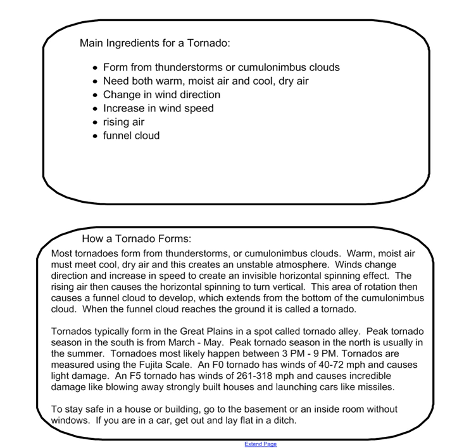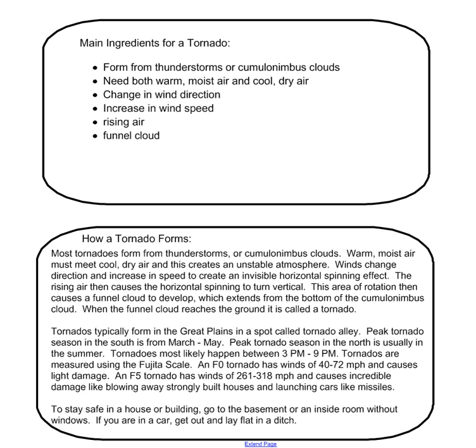And it extends from the bottom of that thunderstorm cloud, or the cumulonimbus cloud. And it's called a funnel cloud until it reaches the ground. And once that funnel cloud reaches the ground, then it is called a tornado. Tornadoes typically form in the Great Plains area in a spot called Tornado Alley. And the peak tornado season in the south is from March through May. Peak tornado season in the north is usually during the summertime.